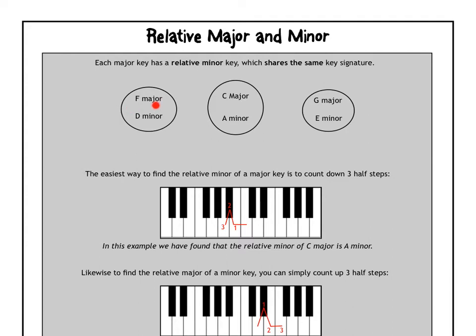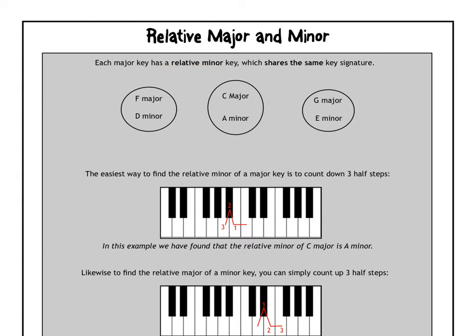For example, the key of F major that has one flat in it is also the key signature for the D minor scale. The C major scale, which is an empty key, as you know, no sharps or flats, you could also play an A minor scale using the exact same set of notes. For G major, which has one sharp, you can also play an E minor scale. And here's how we find the way from a major key to what we call the relative minor key. This is an important term right here, relative minor.